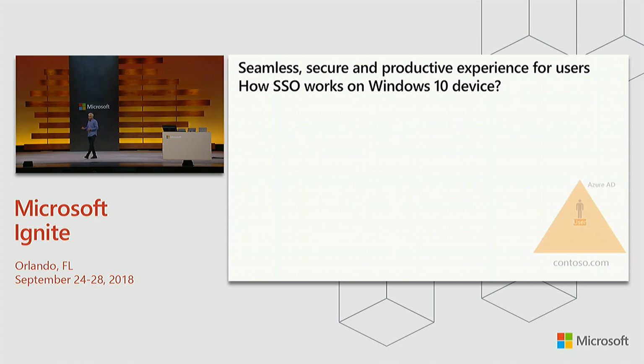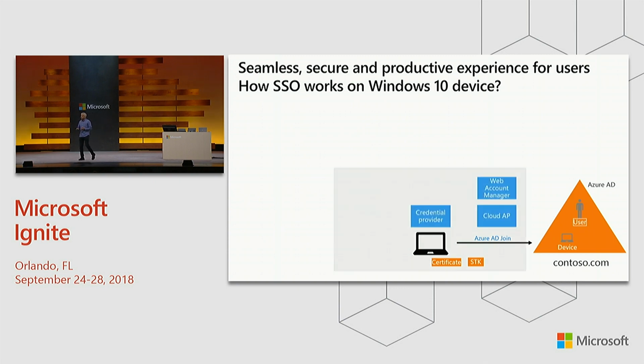So in this flow, if you look at it, there's a user who's starting to do an Azure AD join. The first thing that happens as part of this process is a certificate and the session transport key is exchanged with Azure AD. Then, once the device is registered, the user is going to come in and provide their credentials to sign in.